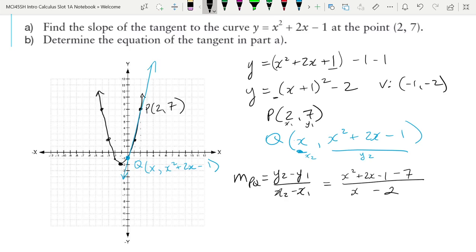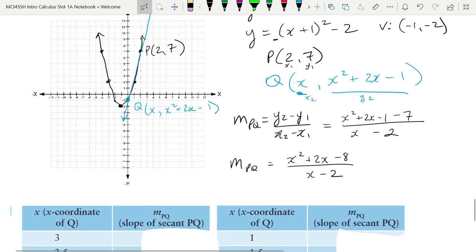Okay, so let's simplify that. That's going to be x squared plus 2x minus 8 over x minus 2. And unlike the example we had the other day, I see something fortunate about this expression. What do you notice about it? Any thoughts?